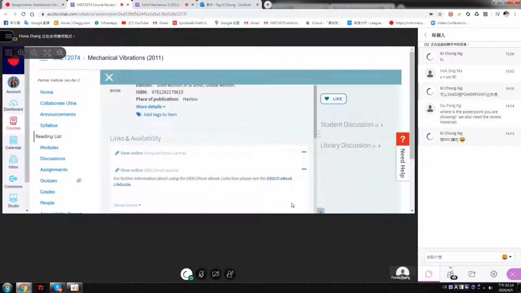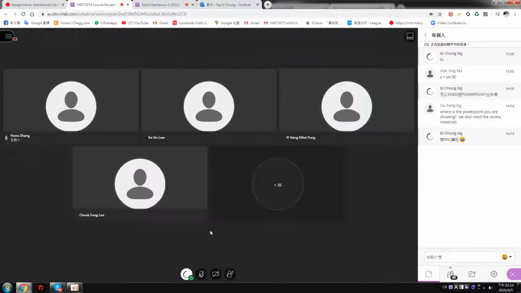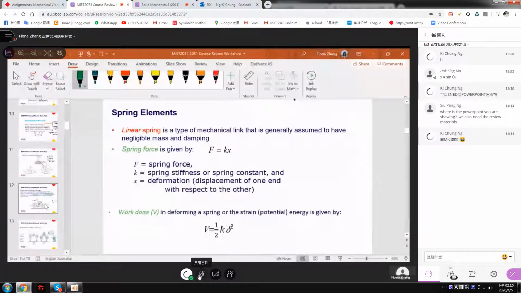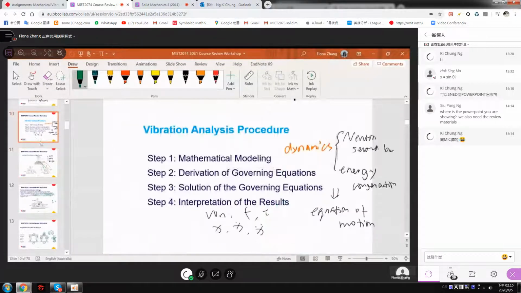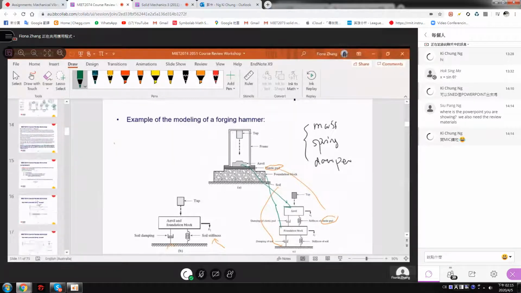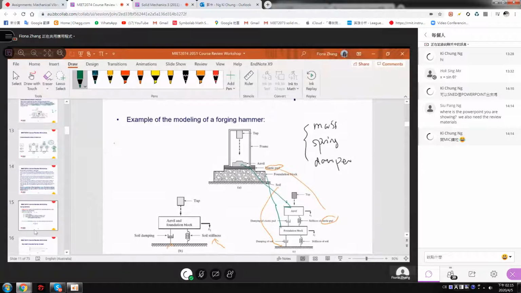So we will go back to our PowerPoint. Here we will show you some examples of mathematical modeling. In mathematical modeling, a very important element is the spring. So here we have a special introduction to the spring element.